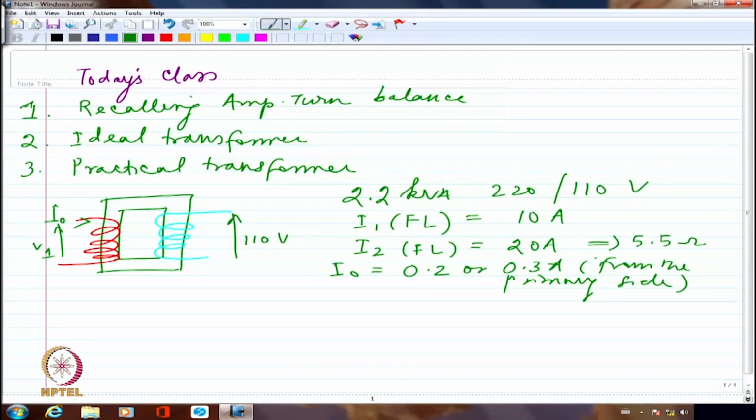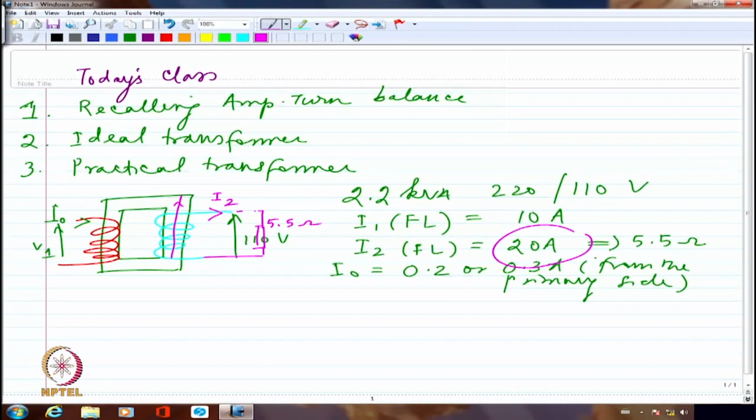Now I am going to connect a load here, a 5.5 ohm load. So a current will flow which corresponds to I2, which we wrote as 20 amperes for a 5.5 ohm load. This 20 ampere current will definitely create a flux in the core. It is not going to keep quiet.